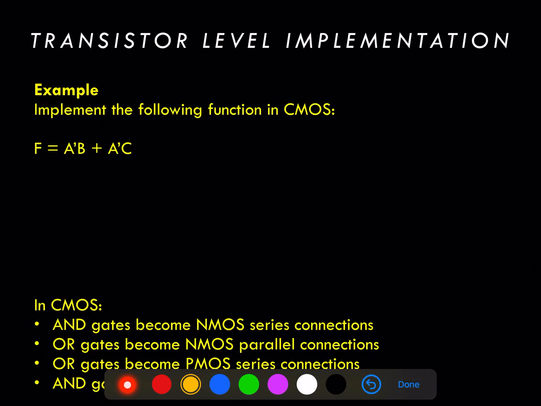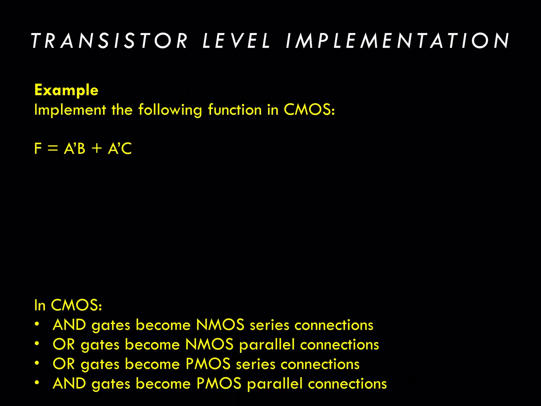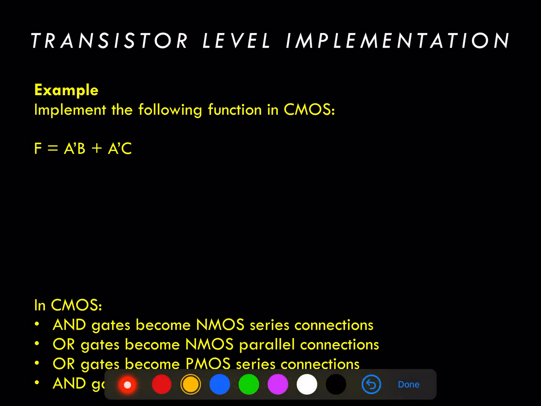So in CMOS, we can implement any basic function by taking a look at these basic rules. First, we find that AND gates become NMOS series connections, so any AND function in the complex logic F becomes NMOS in series, and any OR function becomes NMOS in parallel, and vice versa for PMOS. So let's take a look at what this looks like. To implement the function F now, an AND function, or NMOS series connection, will be required to implement A and B naught.